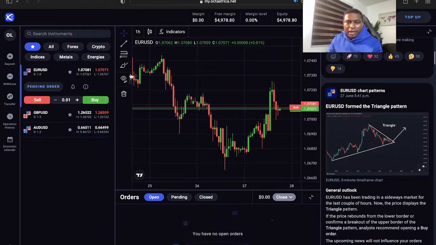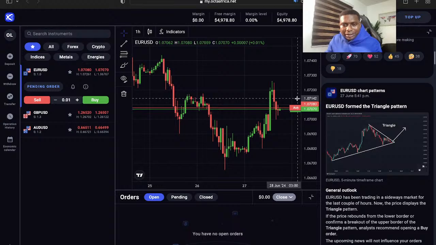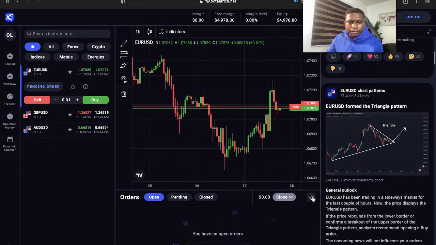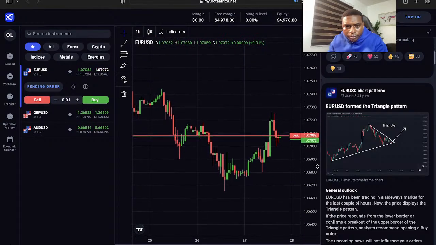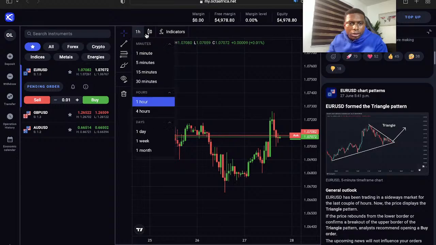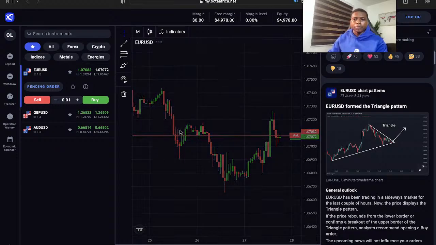Let's get straight to it. Here we can see that this is the 1 hour time frame. We'll want to do a top down analysis on Euro USD. Let's start with the monthly time frame.